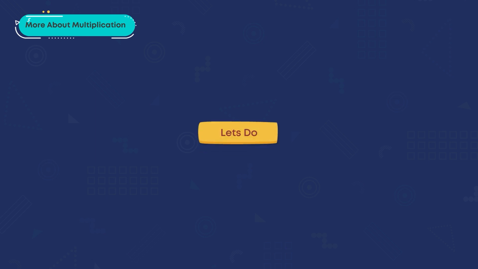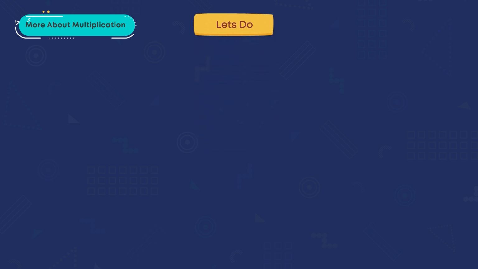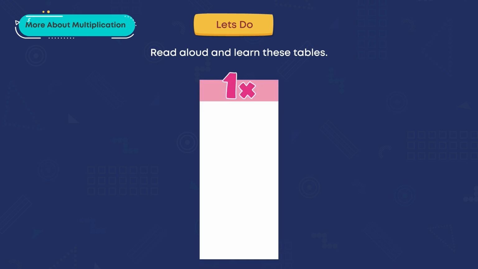Let's do. Read aloud and learn these tables. Table of 1. 1 times 1 equals 1. 1 times 2 equals 2. 1 times 3 equals 3.